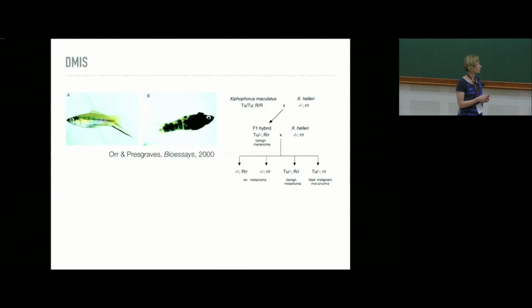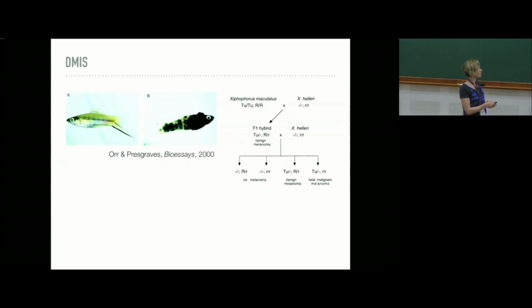And so here's one of the examples, a really classical one that I like a lot. This is a platy fish called Xiphophorus. It lives in Mexico, and there are two different species here that have this specific Dobzhansky-Muller incompatibility. This one is Xiphophorus maculatus, and it carries a gene called TU, which is actually a tumor gene, but it also carries a repressor gene for that tumor.